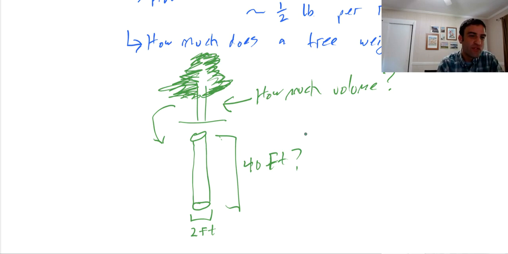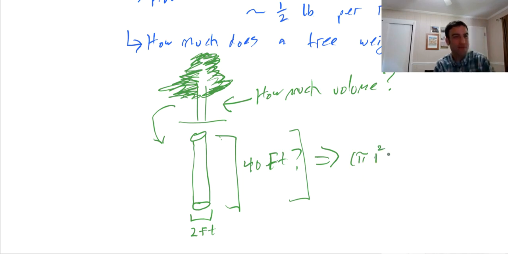And then if I do just a little bit of geometry, and I say, what's the volume of this type of cylinder? Well, the area of this circle is pi times the radius squared. I picked 2 feet because the radius is 1, so that makes it kind of easy. So let me say pi times 1 foot squared times 40 feet.